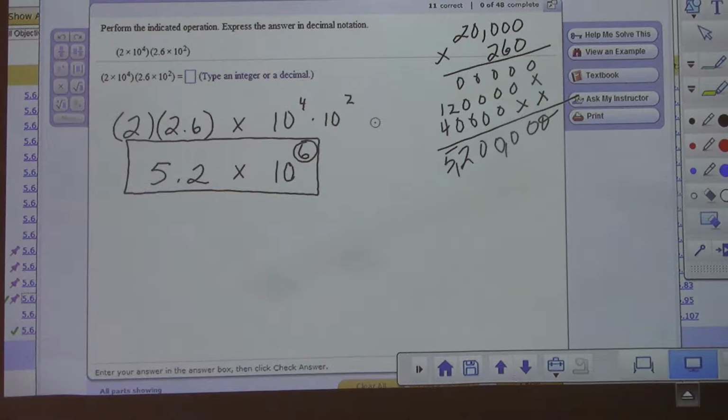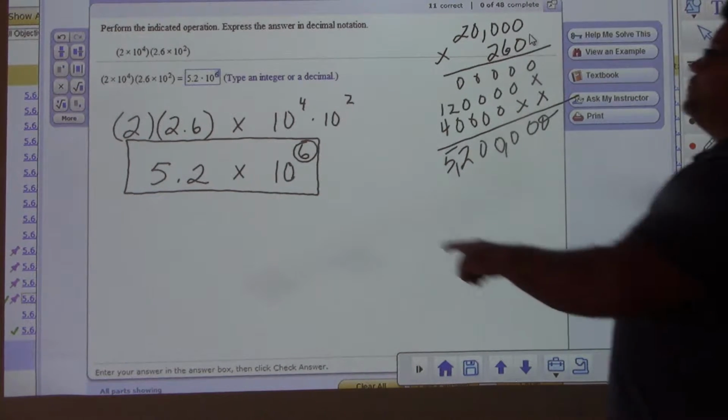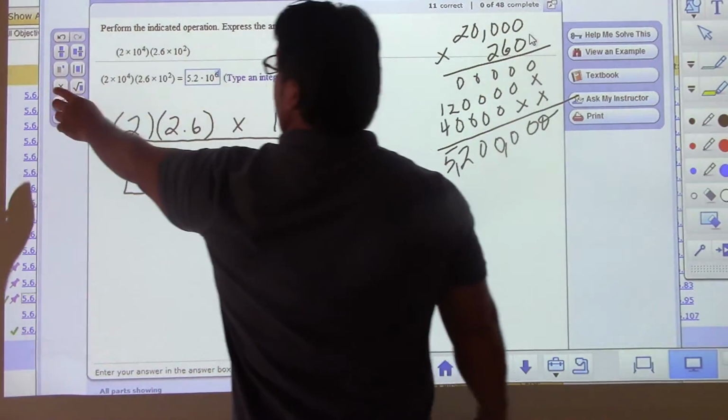Now, some of you, what was your question? Which way do you type in the box? Oh, okay. There are 2 ways to type it in, but I'm going to show you the easy way. 5.2 times is shift 8, 10, shift 6, and then 6. Shift 6 sends it up in the superscript. Either that or you can use those over there, or you can use this right here.